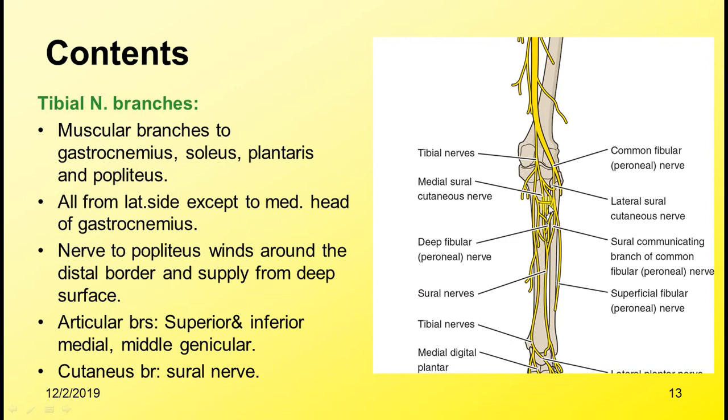Articular branches, mainly it gives superomedial, inferomedial and middle genicular nerves, all to the medial side of the knee joint. The middle genicular branch again pierces the oblique popliteal ligament along with the middle genicular vessels.